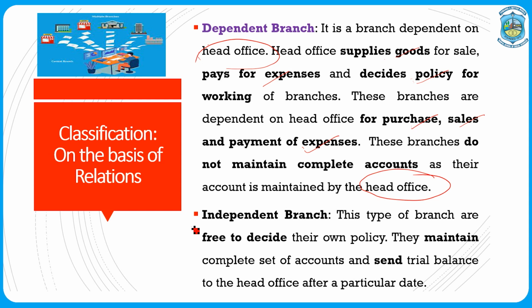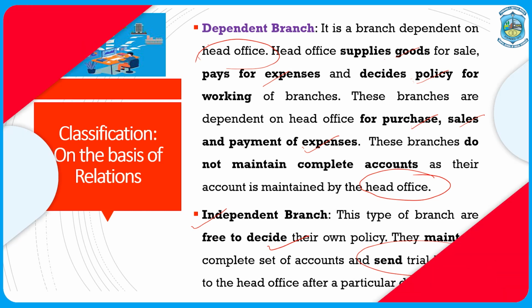Second category is the independent branch. Now, the independent branch, again, as the name suggests, these are the branches that are free to decide their own policy, and these are the branches that are not dependent on anyone. These are the branches that are not dependent upon the head office to prepare their books of accounts. These branches prepare their books of accounts themselves and finally send the trial balance to the head office for approval after a particular period of time, or at the end of the financial year.